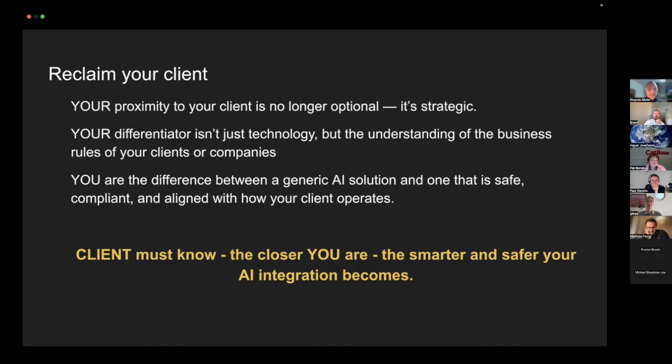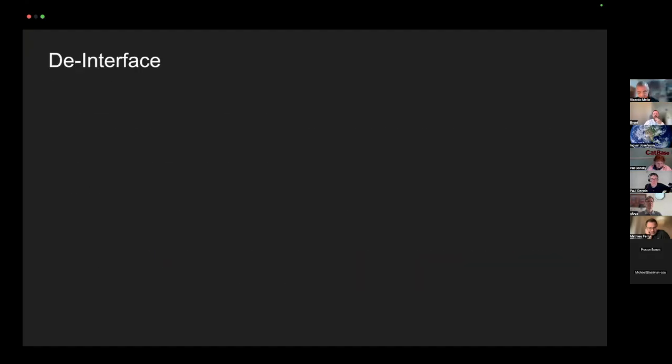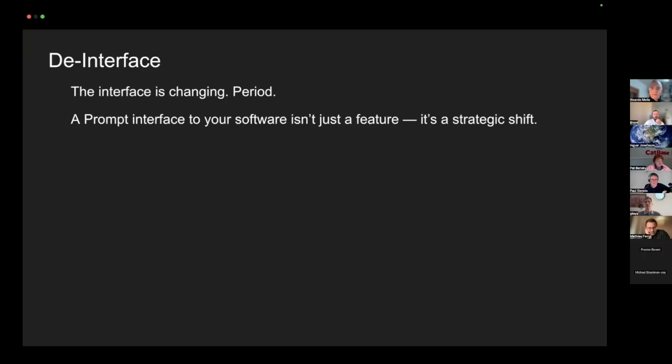So again, avoid the generic AI solution. Sell to your clients that you are in position right now to help them on the AI future. The interface, that touched the first presentation that I did, and I believe quite a bit on that. We are seeing the signs everywhere, which means the interface is changing, period. A prompt interface to your software isn't just a feature, it's a strategic shift.